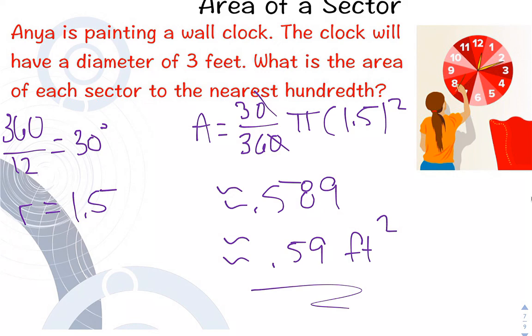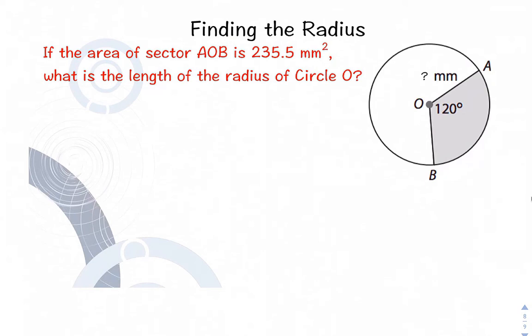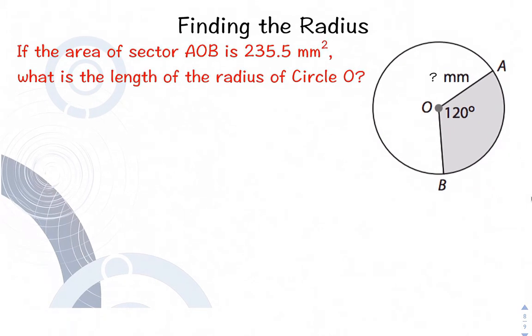Okay, so that is that question. Let's look at one more example here. Now, if you recall the last video, at the very end, we talked about how I could always work backwards. Well, in this case, I could work backwards as well. All right, so if I have this guy, it says if the area of sector AOB is 235.5 millimeters squared, what is the length of the radius of circle O? So in this case, it gives us the quote unquote answer. This has 235.5 millimeters squared, right? And I need to work backwards.